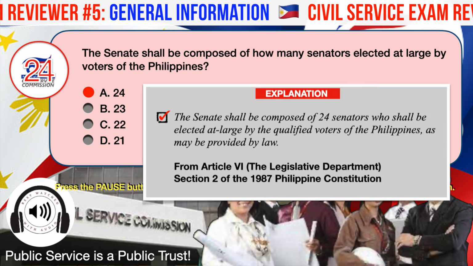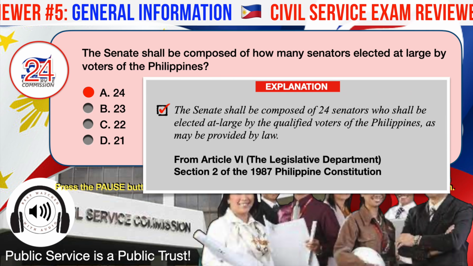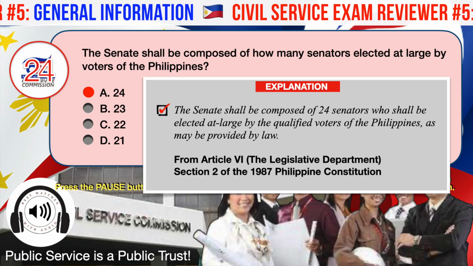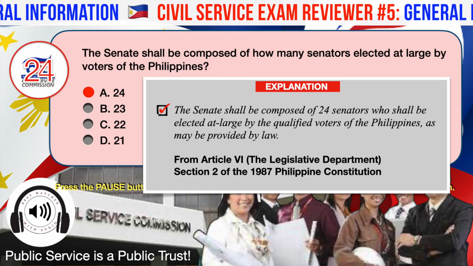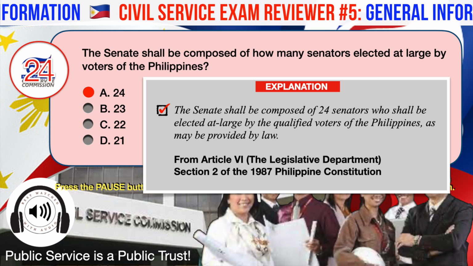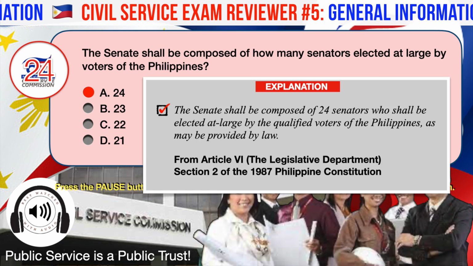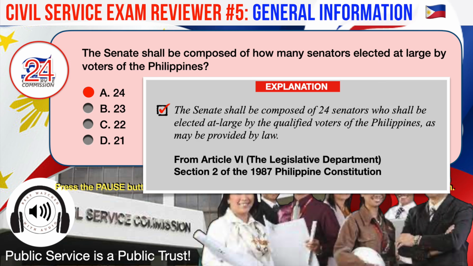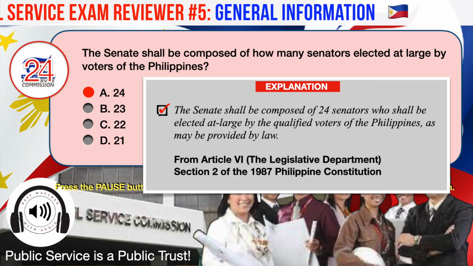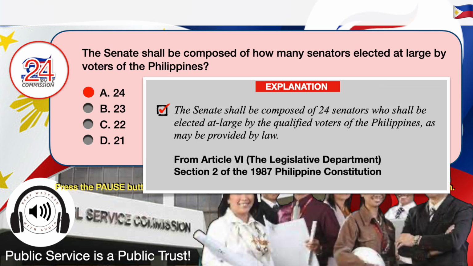24. Article 6, Section 2 of the 1987 Philippine Constitution provides that the Senate shall be composed of 24 senators who shall be elected at large by the qualified voters of the Philippines, as may be provided by law. Since 1995, a dozen senators are elected for a 6-year term every 3 years. The 12 newly elected senators are to replace the outgoing 12 members of the Senate.